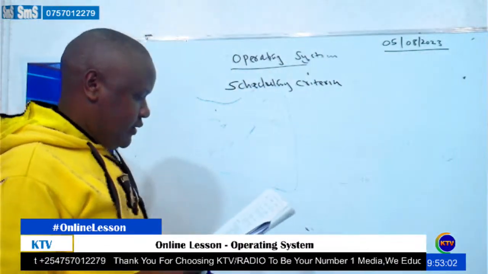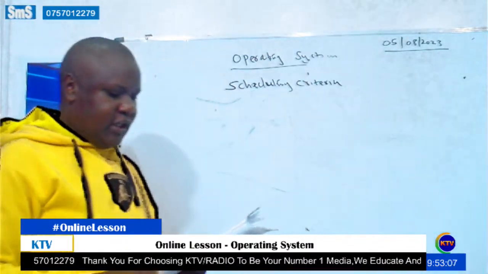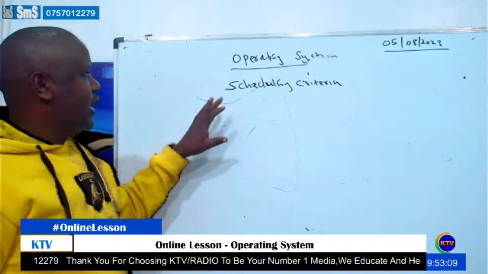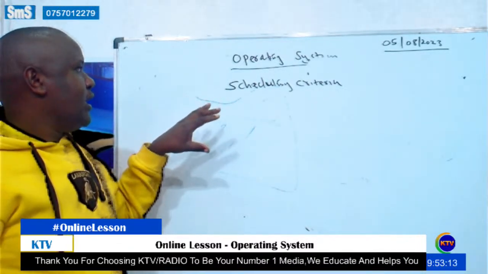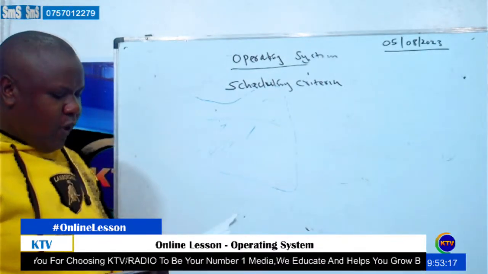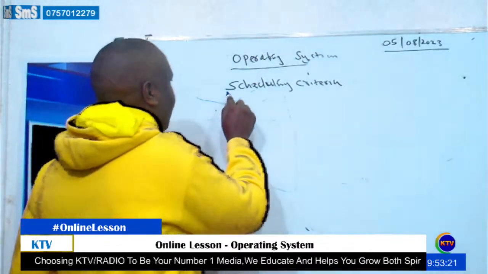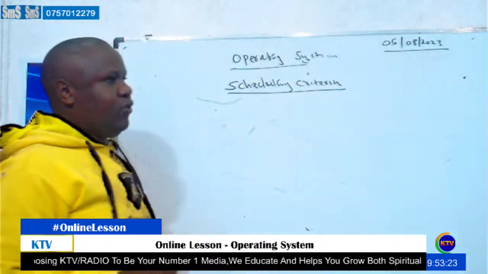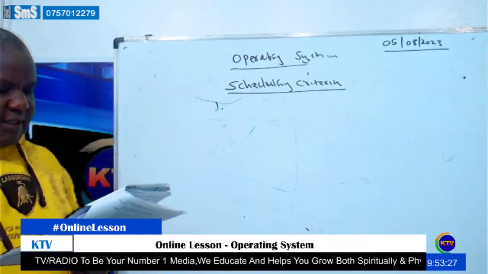Scheduling criteria. There are several different criteria that we consider when we are assigning the best scheduling that we have talked about. One of them is CPU utilization. Number one, we have CPU utilization.